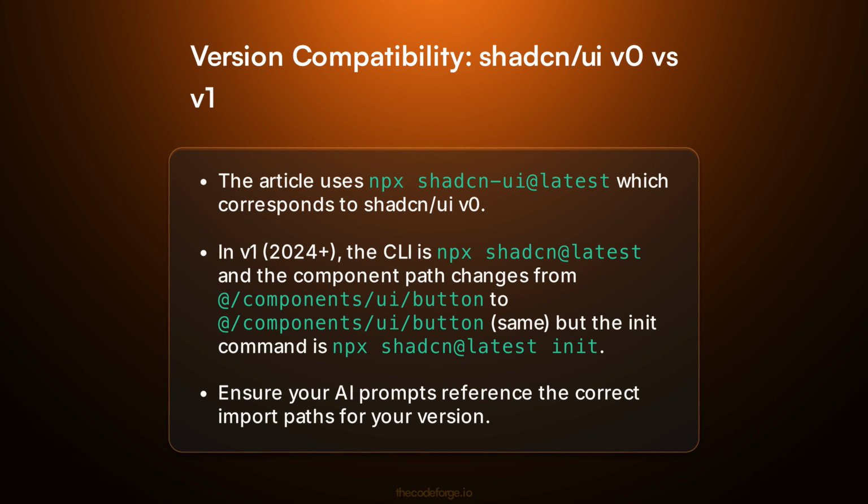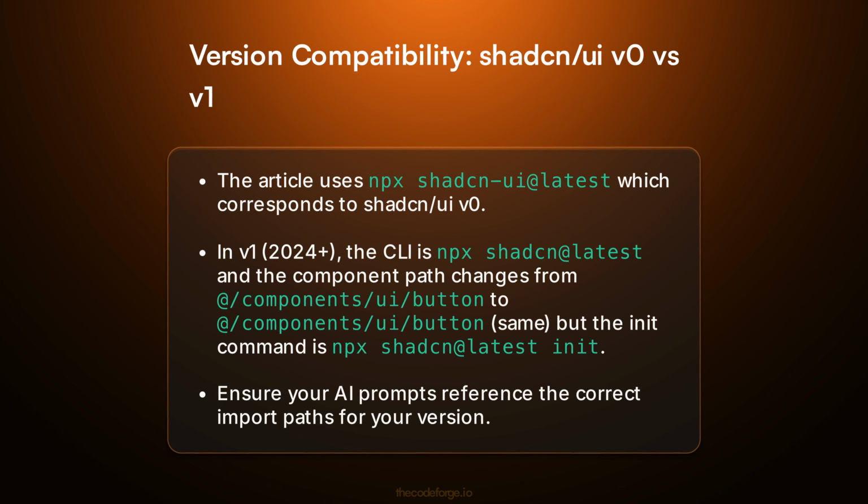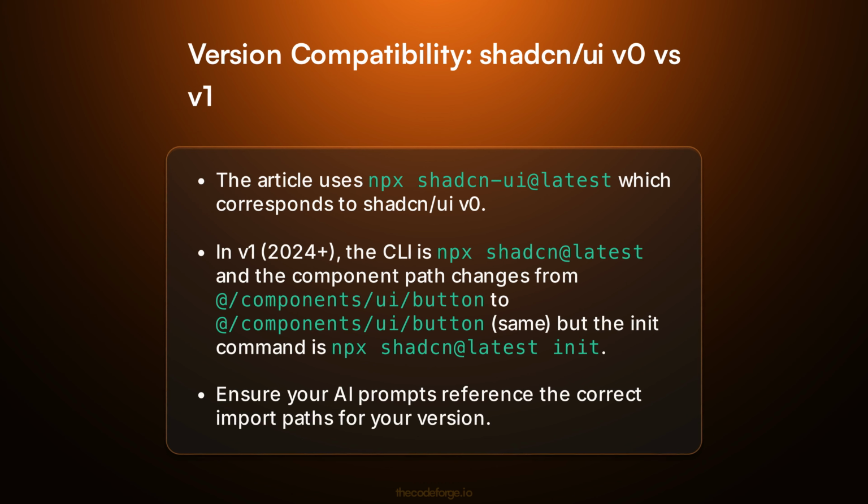The article uses npx shadcn-ui@latest, which corresponds to Shadcn/UI v0. In v1, 2024 and later, the CLI is npx shadcn@latest, and the component path changes from @/components/ui/button to @/components/ui/button. Same, but the init command is npx shadcn@latest init. Ensure your AI prompts reference the correct import paths for your version.